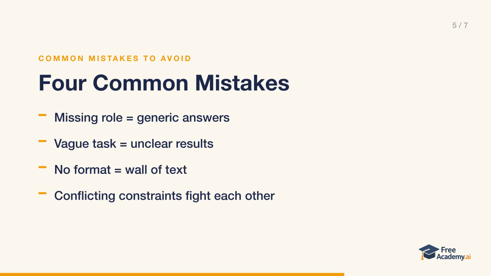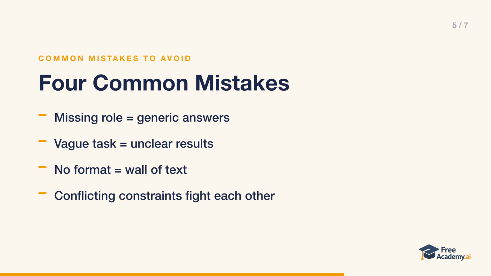Most weak prompts fail in one of 4 ways. The first is a missing role. Without expertise context, you get generic, surface-level responses. The second is a vague task. Compare "help me with my essay" to "review my essay for grammar and suggest 3 improvements." The second one tells the AI exactly what to do.